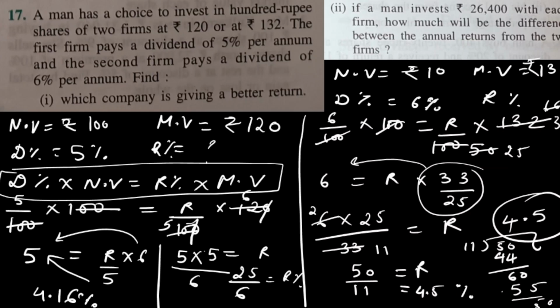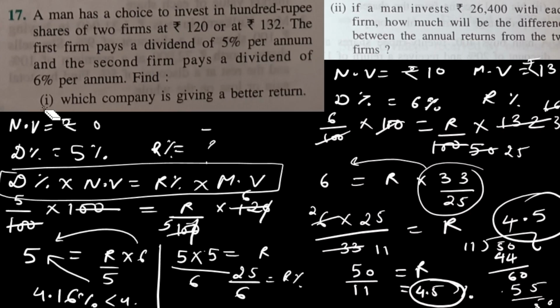4.5% here we are getting, and in the previous part we are getting 4.1. So which one is better, 4.1 or 4.5? Yes, it's 4.5, because 4.5 is greater than 4.1. So second one is better. Now let's do the second part of this question. See, I'm just going to clear this.